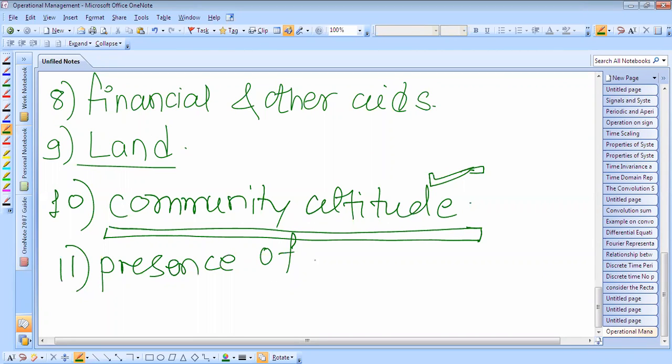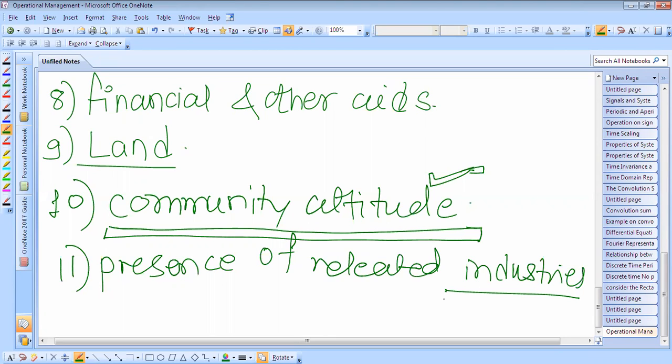Presence of related industries means if you are going to set up a paper plant in any region, then you should take the history of that region, whether the raw material is available very near to your industry. Presence of related industries means the industries which are related to your process, your work, should be present in that region, which we have to check while selecting the plant in that region.